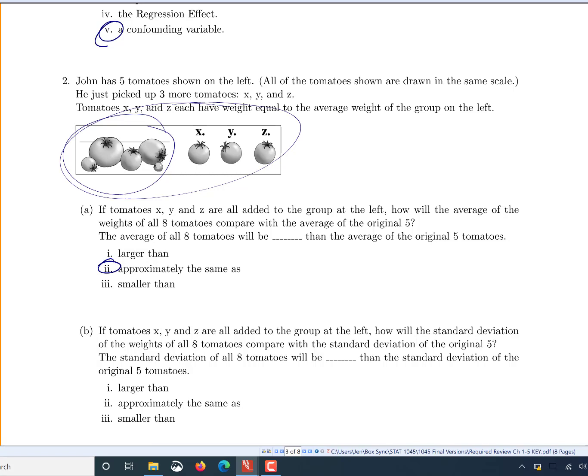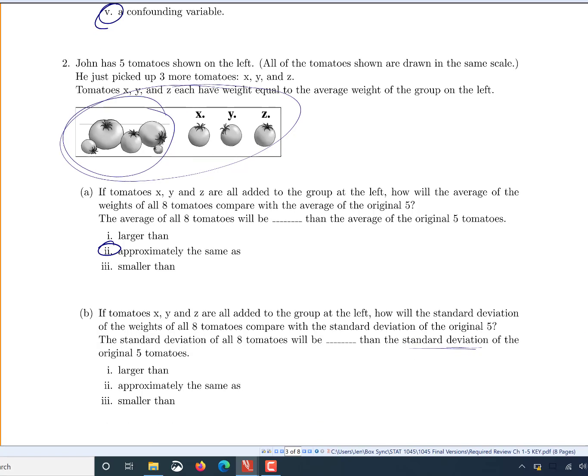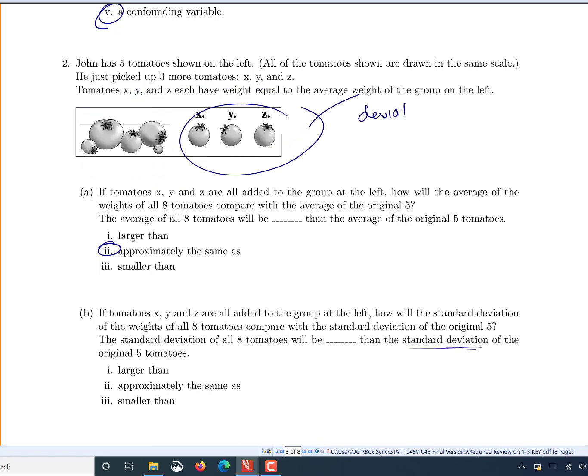When it comes time, though, to compare the standard deviation, what's going to happen? So remember, standard deviation measures how far you are from the average. That's the whole goal of standard deviation, to tell you how far you are from the average. And so for these 3 tomatoes, they have deviations of 0 from the average because they are equal to the average. So when you subtract them from the average, you're going to get 0.